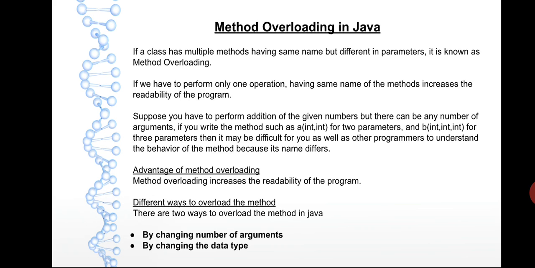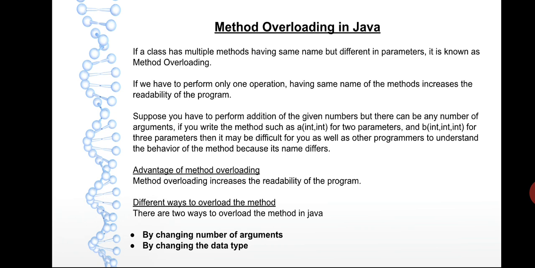If the parameters are different, then it is method overloading, but the method name should be the same. If we have to perform only one operation, having the same name for the methods increases the readability of the program. So with the same name you can perform so many tasks. If you have a method called draw, then you can use it for drawing a triangle, a rectangle, or a square, etc. So you are using only one method, but the parameters will be different, because if you want to pass different values, then definitely you need separate parameters. This kind of example can be referred to for method overloading.